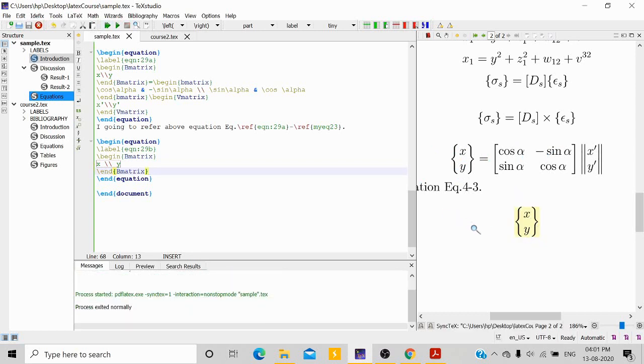Okay, XY, you got this. Now, this is equal to, now we have to put a square bracket. For square bracket, it is small b matrix. Begin.